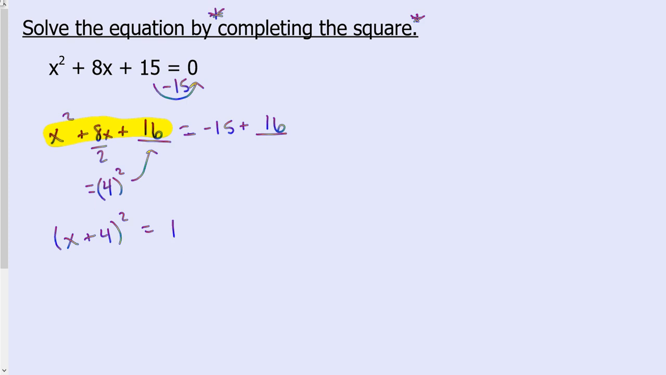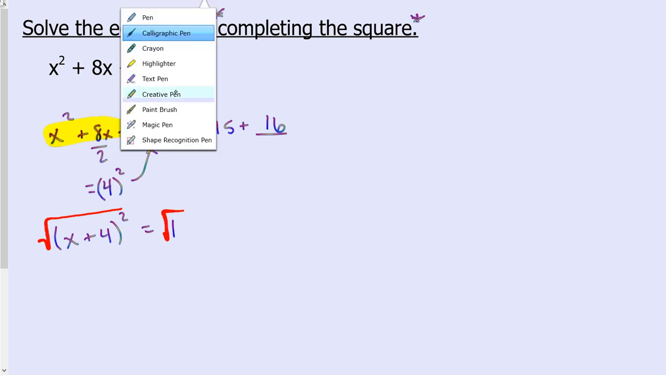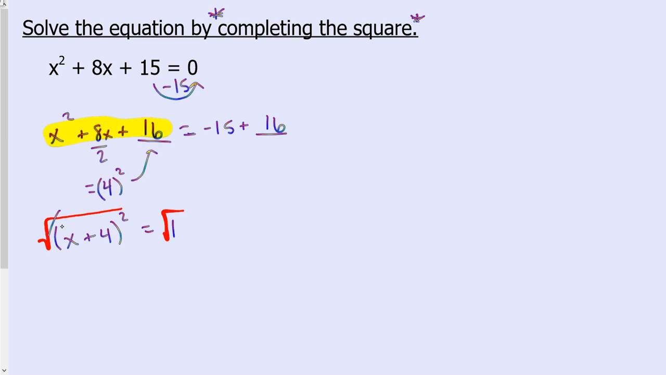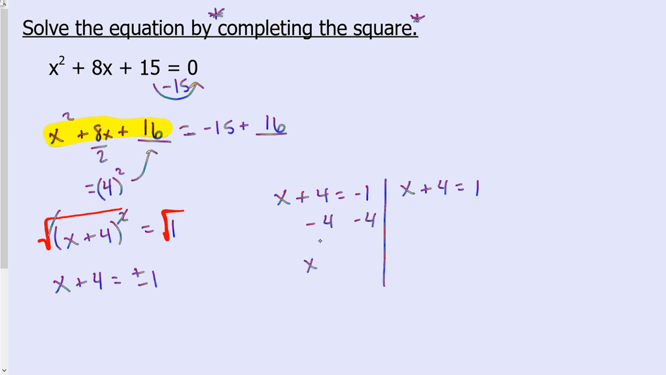And now looky what I can do. I can take the square root of both sides. Okay, so I'm going to take the square root of this, and I'm going to take the square root of this. And when I take the square root, inverse operation, I've got x plus 4 equals the square root of 1, which remember is plus or minus 1. Okay, so we're actually going to have two equations to solve. We're going to have x plus 4 equals negative 1, and x plus 4 equals positive 1. So we're going to do the same thing to each one of those.